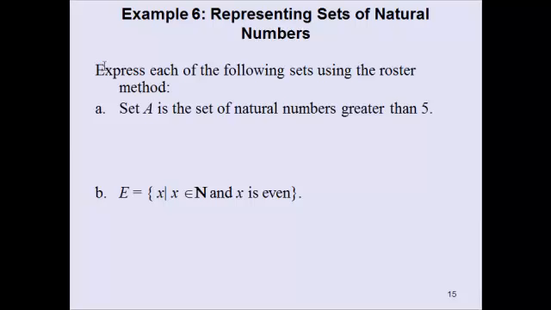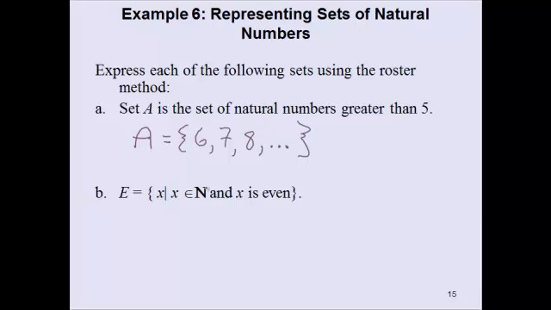Express each of the following sets using the roster method. Set A is the set of natural numbers greater than 5. Well, if I'm going to use the roster method, right, I need to define my set A is equal to, and start the set off, greater than 5. Well, 6 is greater than 5. 7 is greater than 5, 8 is greater than 5. In fact, there's an infinite number of values that are greater than 5. So now I'm going to use my 3 ellipses and close my set off so that I know that this is going to continue on and on and on forever.